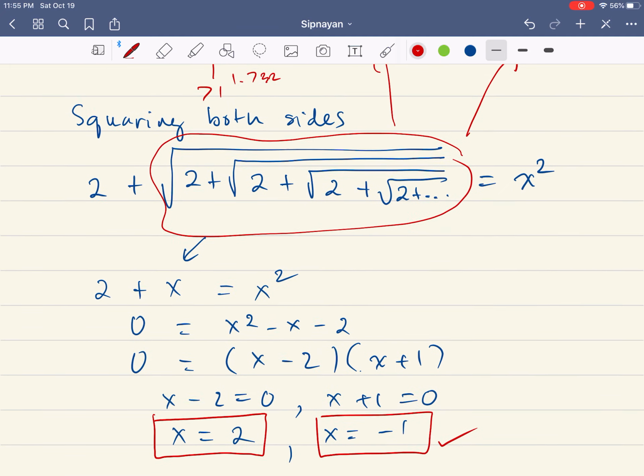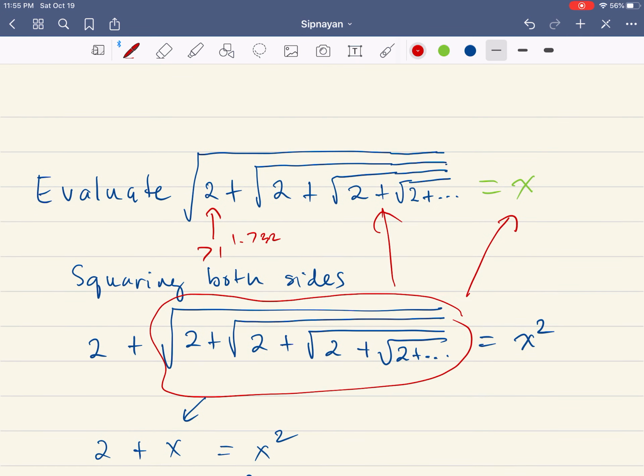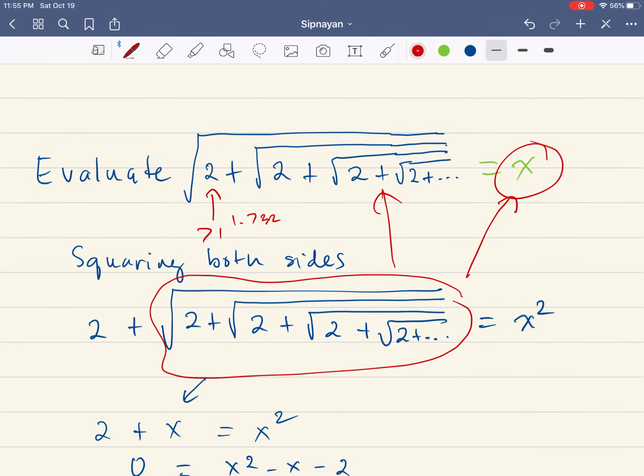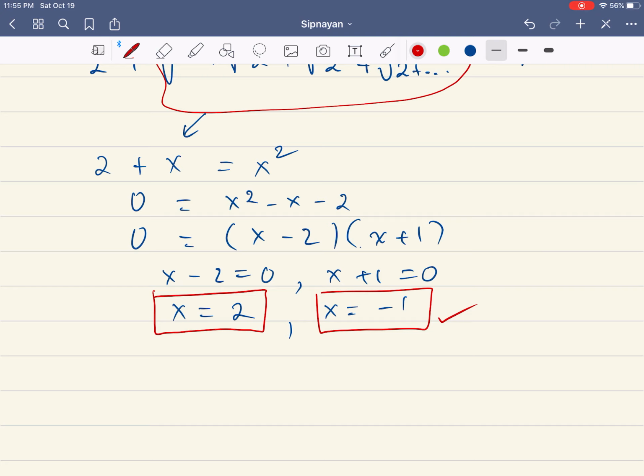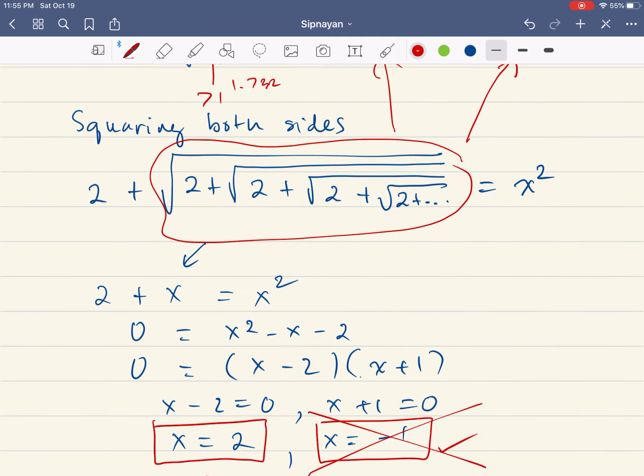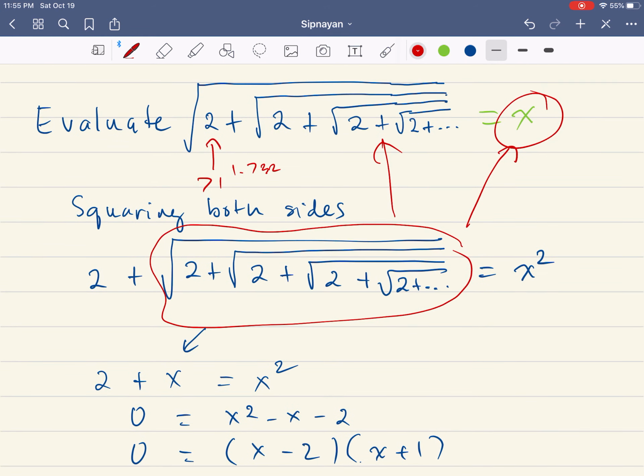Okay? Yung x natin is the sum, di ba? This is the sum. So, since puro positive yung ina-add mo, syempre positive yung magiging sagot. Ibig sabihin hindi ito pwede. So, x equals 2 is the correct answer. Okay, so simple lang. Akala nyo mahirap, no? Pero actually madali lang siya pag na-represent na natin.